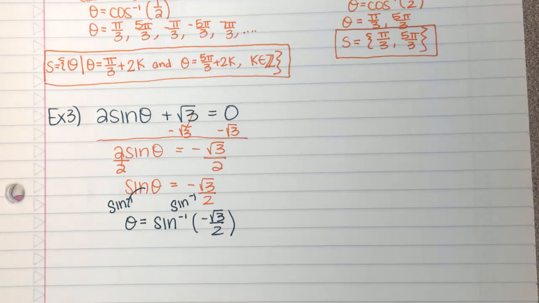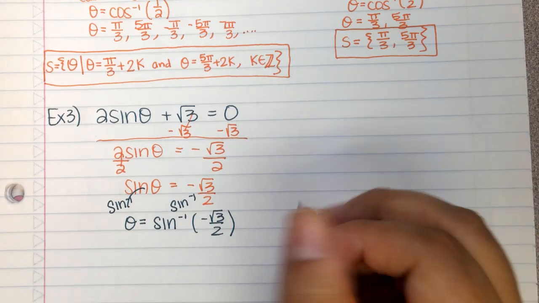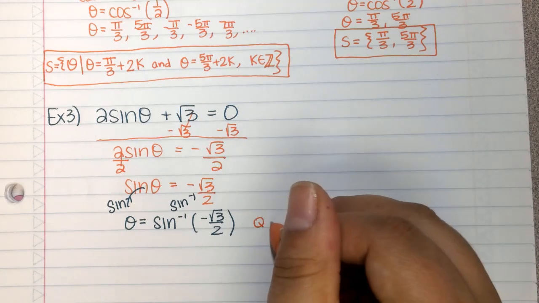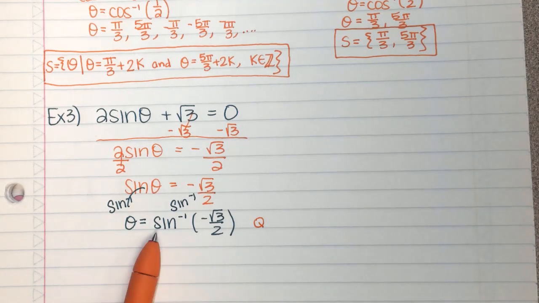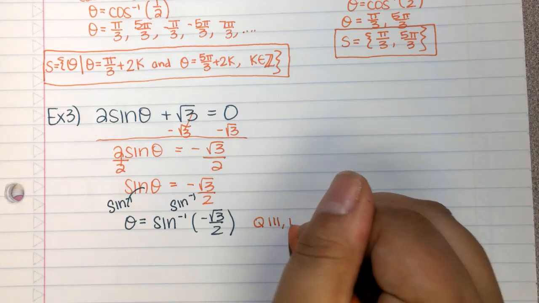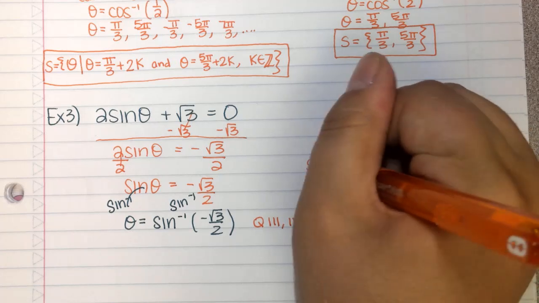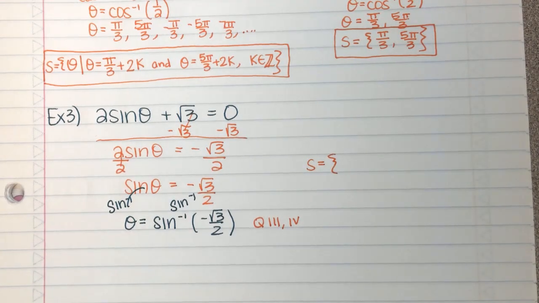What quadrants is your answer going to be in? It's a negative sign. Where's sine negative? Quadrant 3 and quadrant 4. So, my sine is going to equal negative square root of 3 over 2. Where's your y negative square root of 3 over 2?